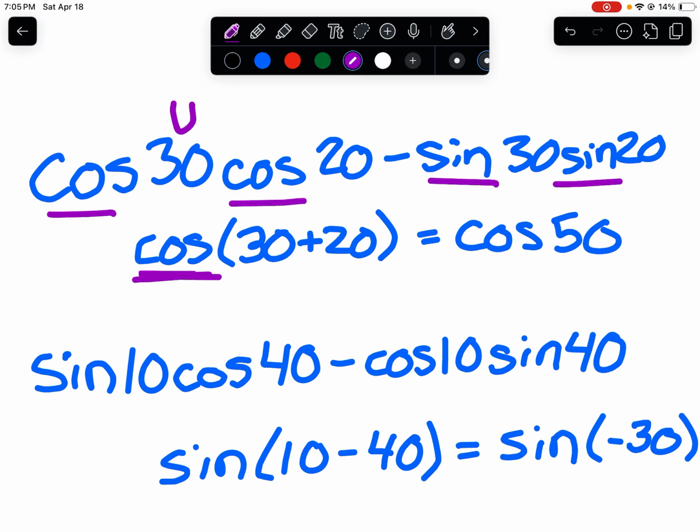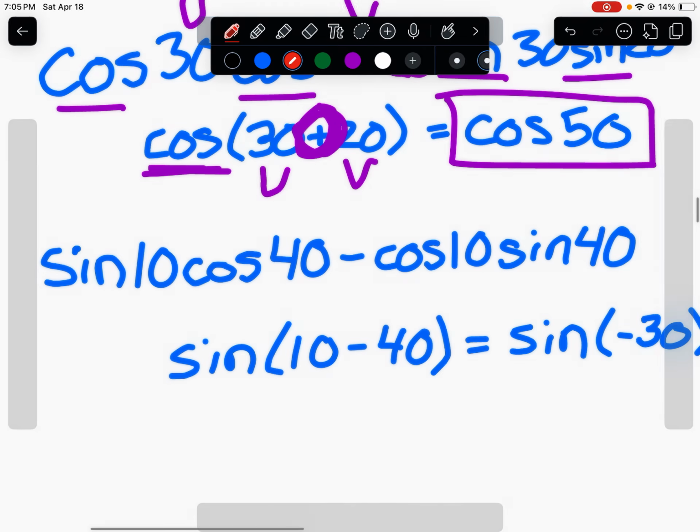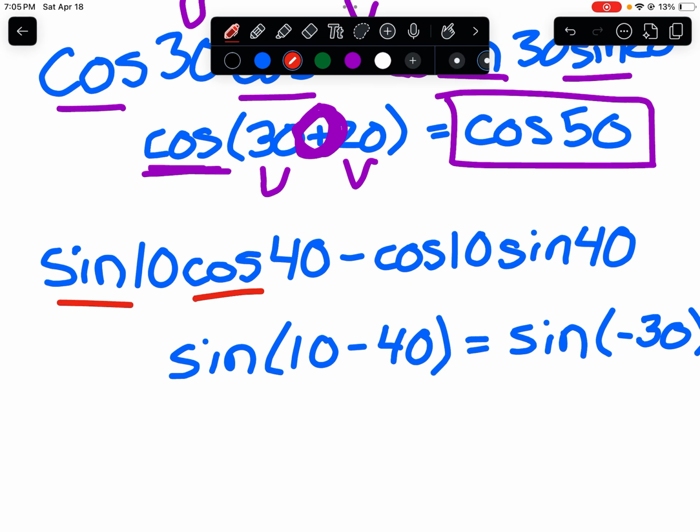So that part is telling me that it's going to be cosine of something. And then this 30 and the 20 are the u and the v, essentially. So here's u, here's v. And again, I know from the formula that with cosine, these signs are opposite. So if I see subtraction here, I know it should be addition here. So that's how I know it's cosine of 30 plus 20 versus 30 minus 20. And then we could do the 30 plus 20 and get cosine of 50 for an answer.